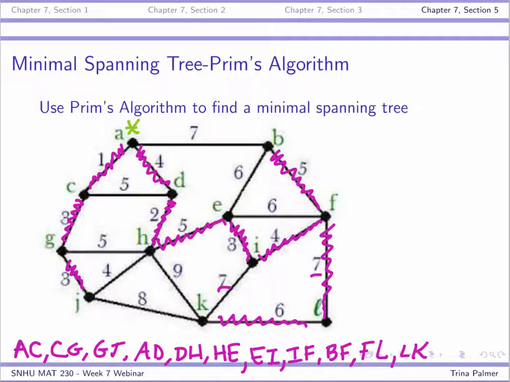Questions on that? All right. What I need to do now is look at what the weight is. It just says use Prim's algorithm to find the minimal spanning tree, but really we want the lowest total weight. So this is 1, 3, 3, 4, 2, 5, 3, 4, 5, 7, and 6. If you add all that up, you'll get your weight, and it will be the minimal weight possible that touches all the vertices.